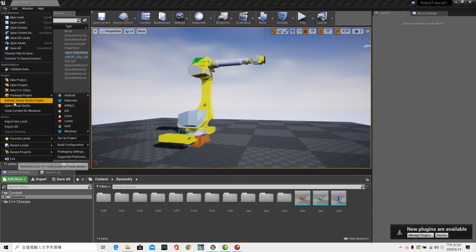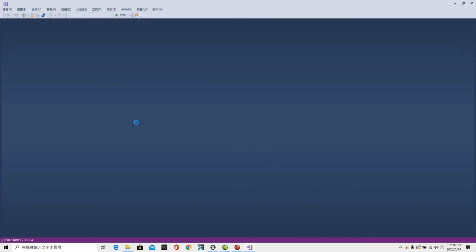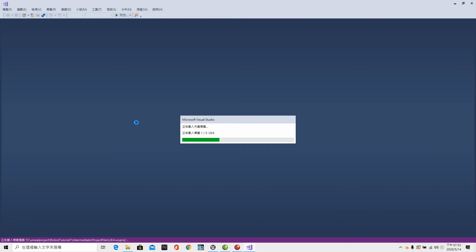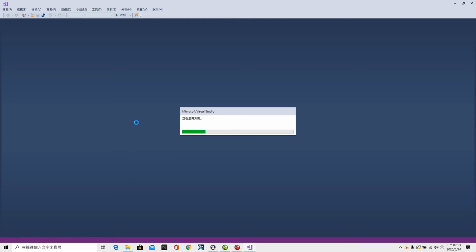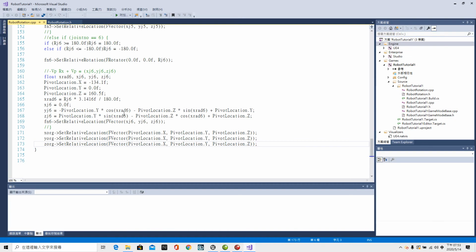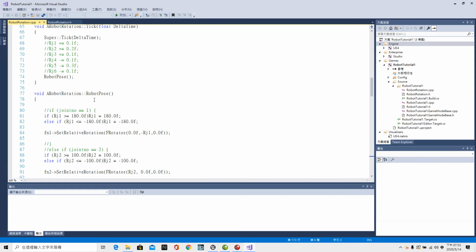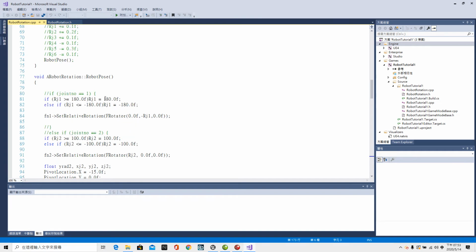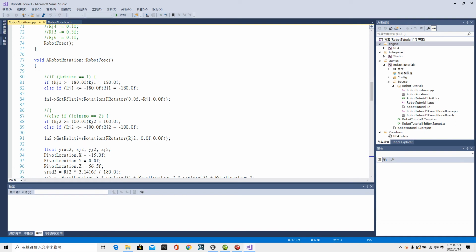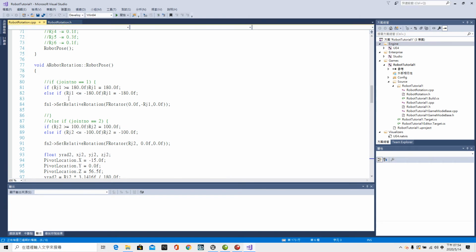Let's open the Visual Studio C++ first. The main position to do the alteration is at the subroutine RobotPost. Whenever we meet X, we change the sign of the value. Okay, let's do it one by one.